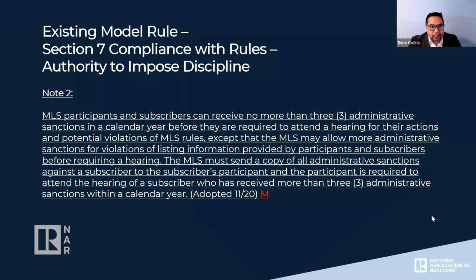Okay, the next model rule is an existing model rule that has added a note to it. This is section 7, which addresses compliance with the rules and authority to discipline. You have the text of the addition here, note 2, and it's underlined. That signifies an update or addition to an existing model rule. This is addressing the number of administrative sanctions that a participant or subscriber can receive in a calendar year.